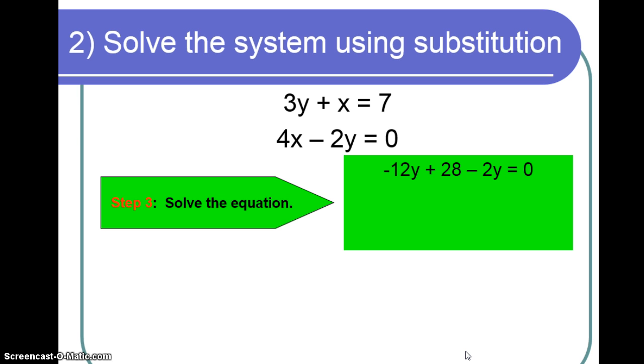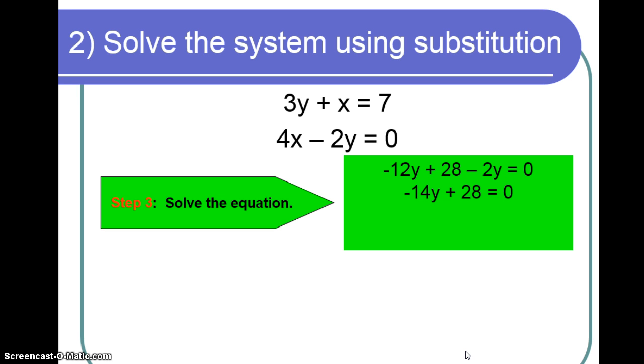I'm hoping some bells are going off in your head and you're thinking what you need to do next. If you're completely stuck, well, let me give you a hint. We are going to combine like terms because now we do have terms that are similar. So we're going to combine negative 12 and negative 2. Same signs, add and keep. We're adding 12 and 2 and keeping the negative sign.